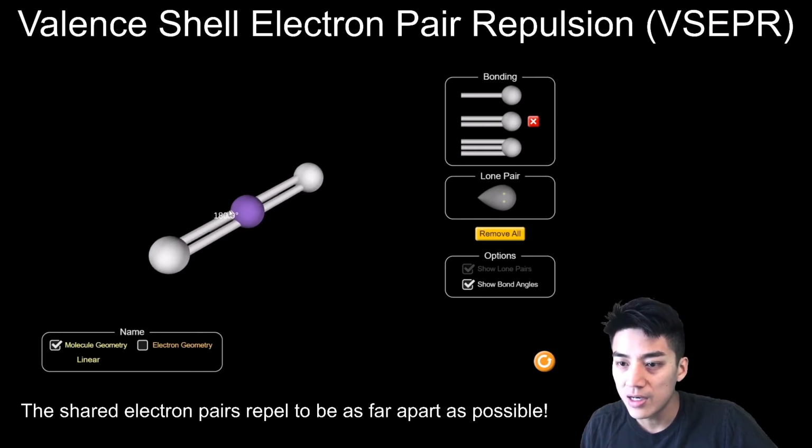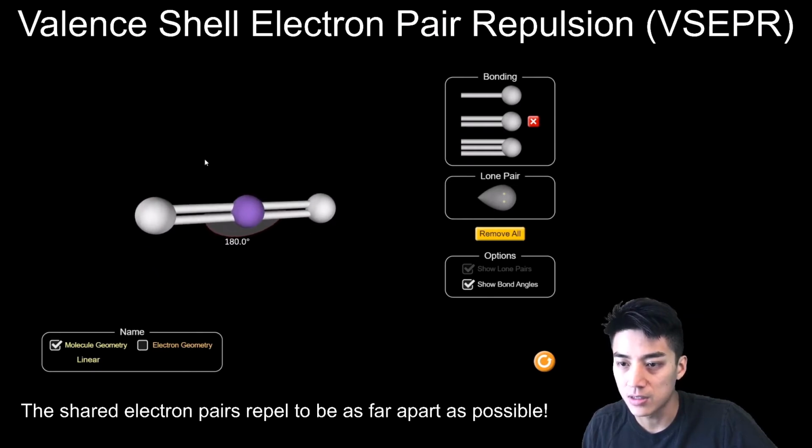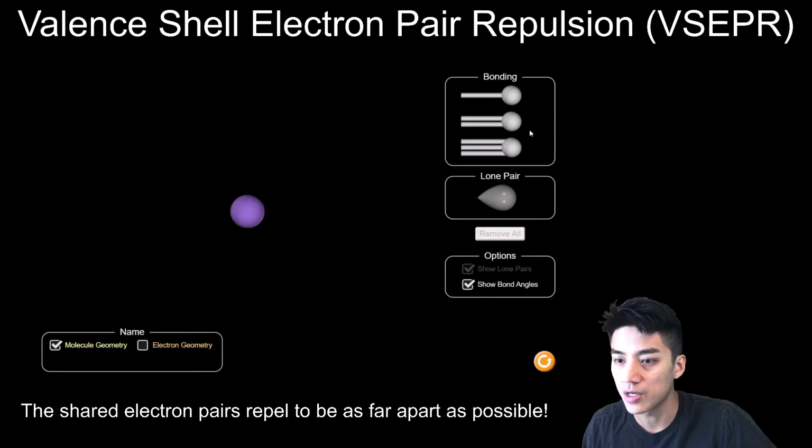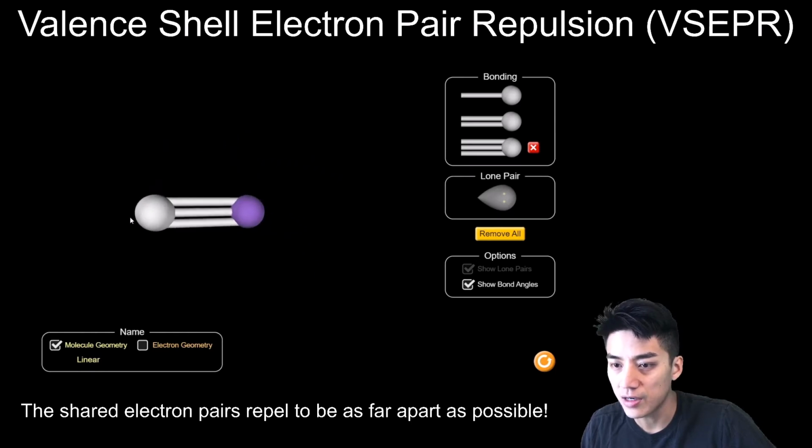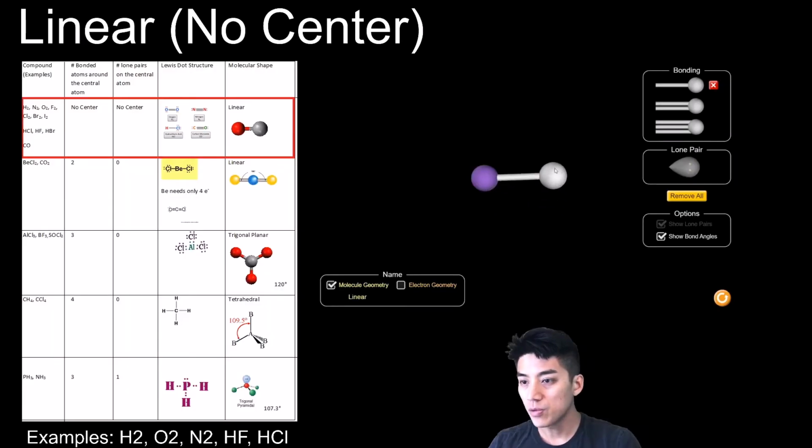What if I double bond? This is still linear, so this would be like CO2, for example, carbon dioxide. If I triple bond, it's still linear. So the electron pairs, even though now there are 3 pairs here, repel to be as far apart as possible.